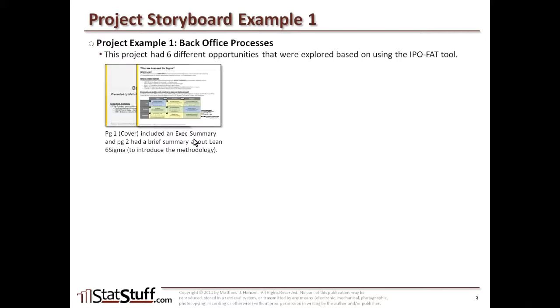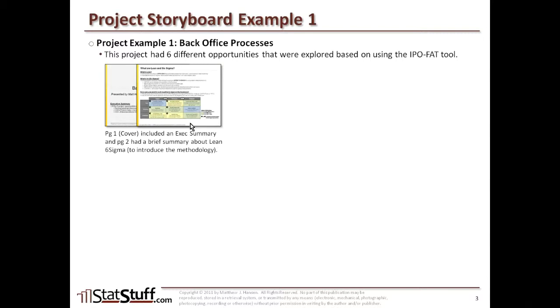So in this particular storyboard, I've got here the first page, that cover page, and you can see I just have a brief executive summary that was outlined on there. Then on my second page, what I added here was an introduction to Lean and Six Sigma. I used this because I knew my audience may not be familiar with Lean and Six Sigma. And in particular, I knew they probably weren't going to be familiar with the IPO FAT tool.